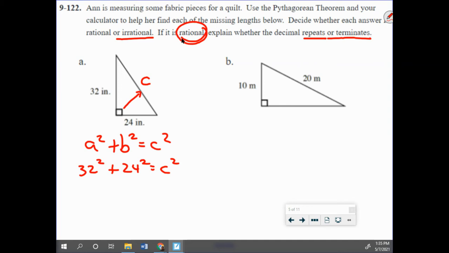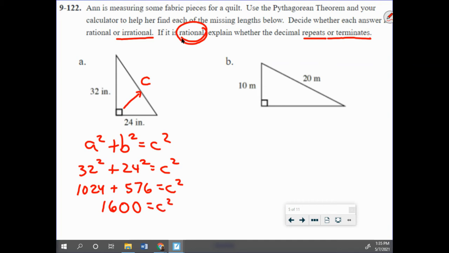I really don't care as long as you have them both pretty much lined up like that, okay? So let me get my calculator here. 32 squared is 1,024, plus 24 squared, which is 576, equals c squared. Then you add those up, and you get 1,600, nice, easy number, equals c squared.